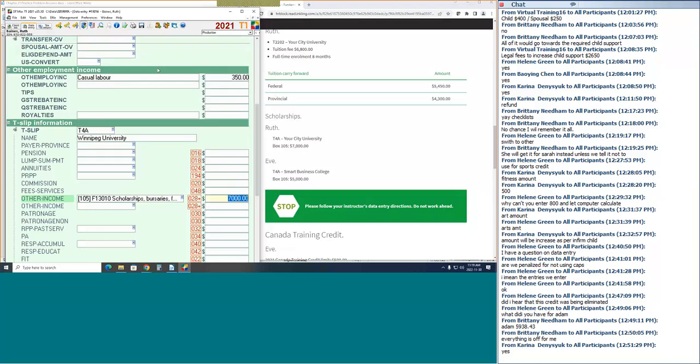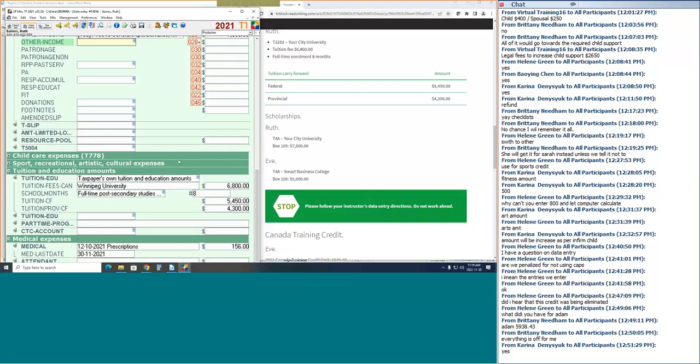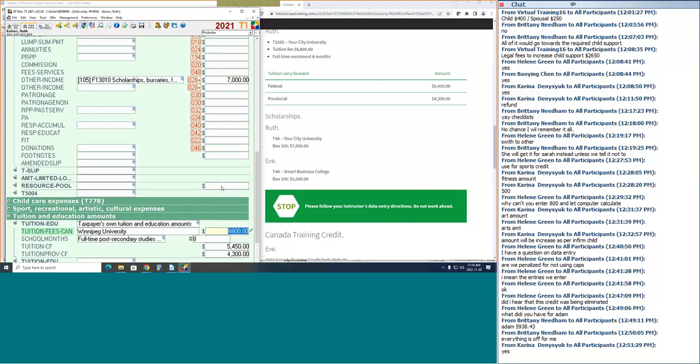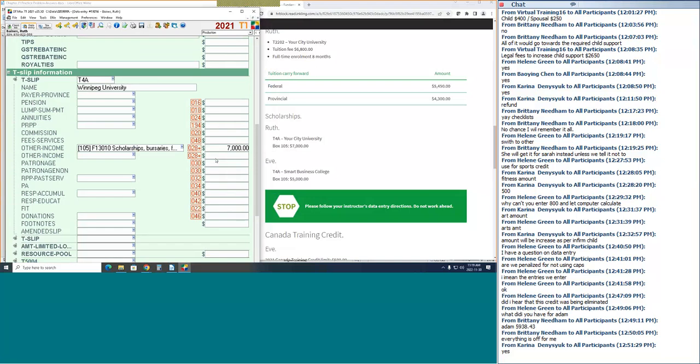Now for Ruth, Ruth is a full-time student, and this is a scholarship for her to go to school, so this is the correct information. I'm going to remind you, when we did a T2202, that was a tax slip. Tax slips get check marks. If it's a receipt, it won't get a check mark. If it's a tax slip, it will. This is also a tax slip. It's a T4A. I'm going to do my double entry. There will not have been any tax deducted.